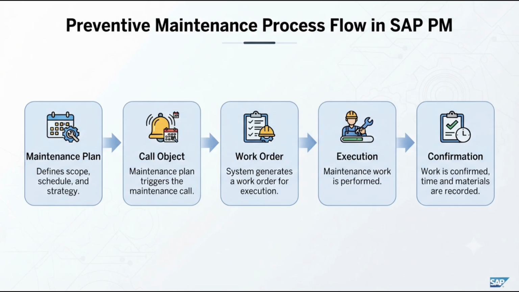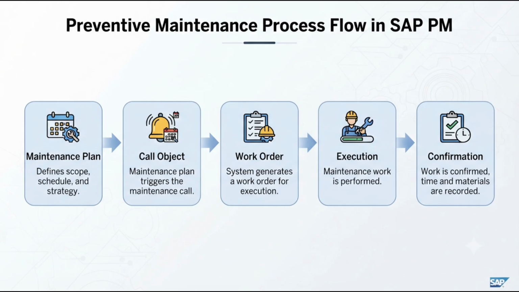Technicians then perform the work according to the task list operations and confirm the completion. After confirmation, the system updates the next planned date automatically based on the strategy. This closed-loop process ensures that preventive work is never forgotten. You can use time-based strategies, performance-based strategies, or multi-counter plans depending on the asset.